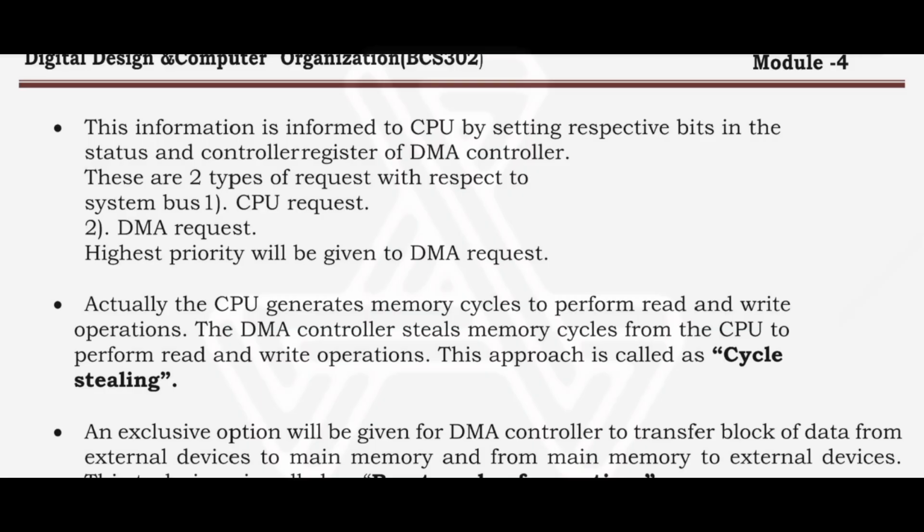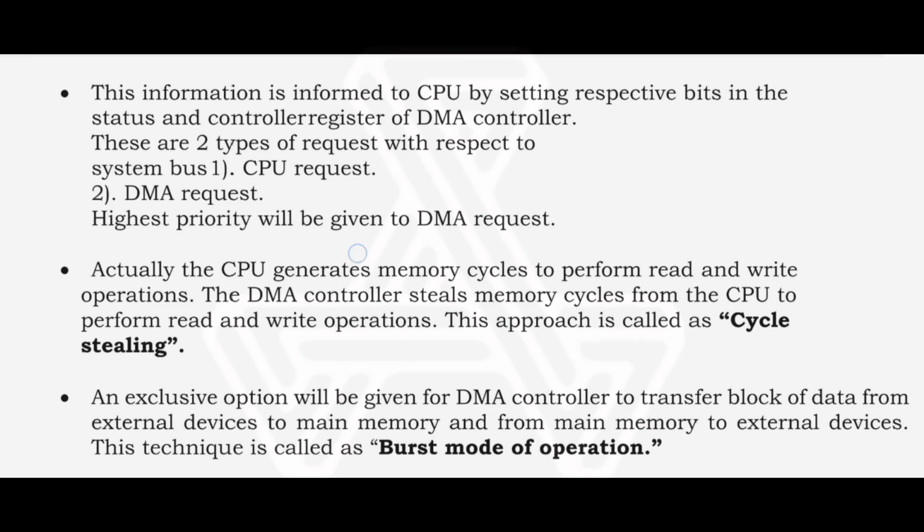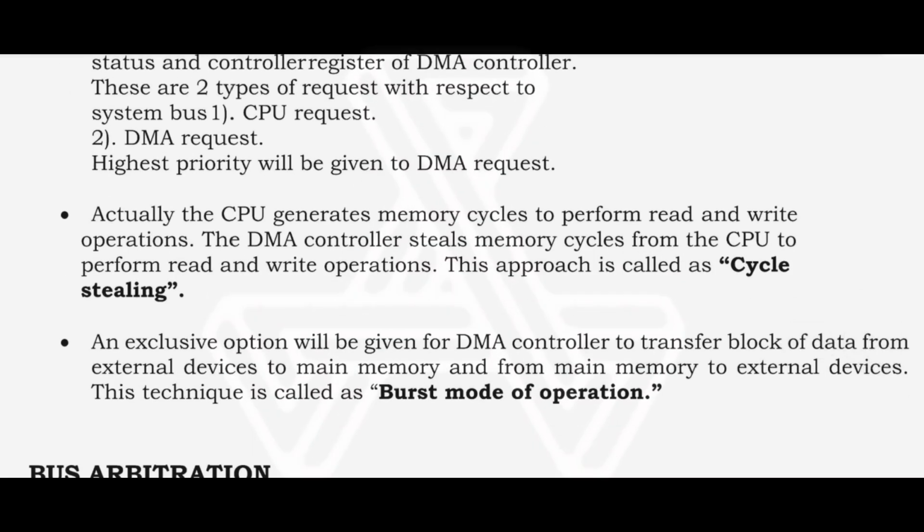There are two types of requests with respect to the system bus: CPU request and DMA request. Highest priority will be given to the DMA request. Actually, the CPU generates memory cycles to perform read and write operations. The DMA controller steals memory cycles from the CPU to perform read and write operations. This approach is called cycle stealing.